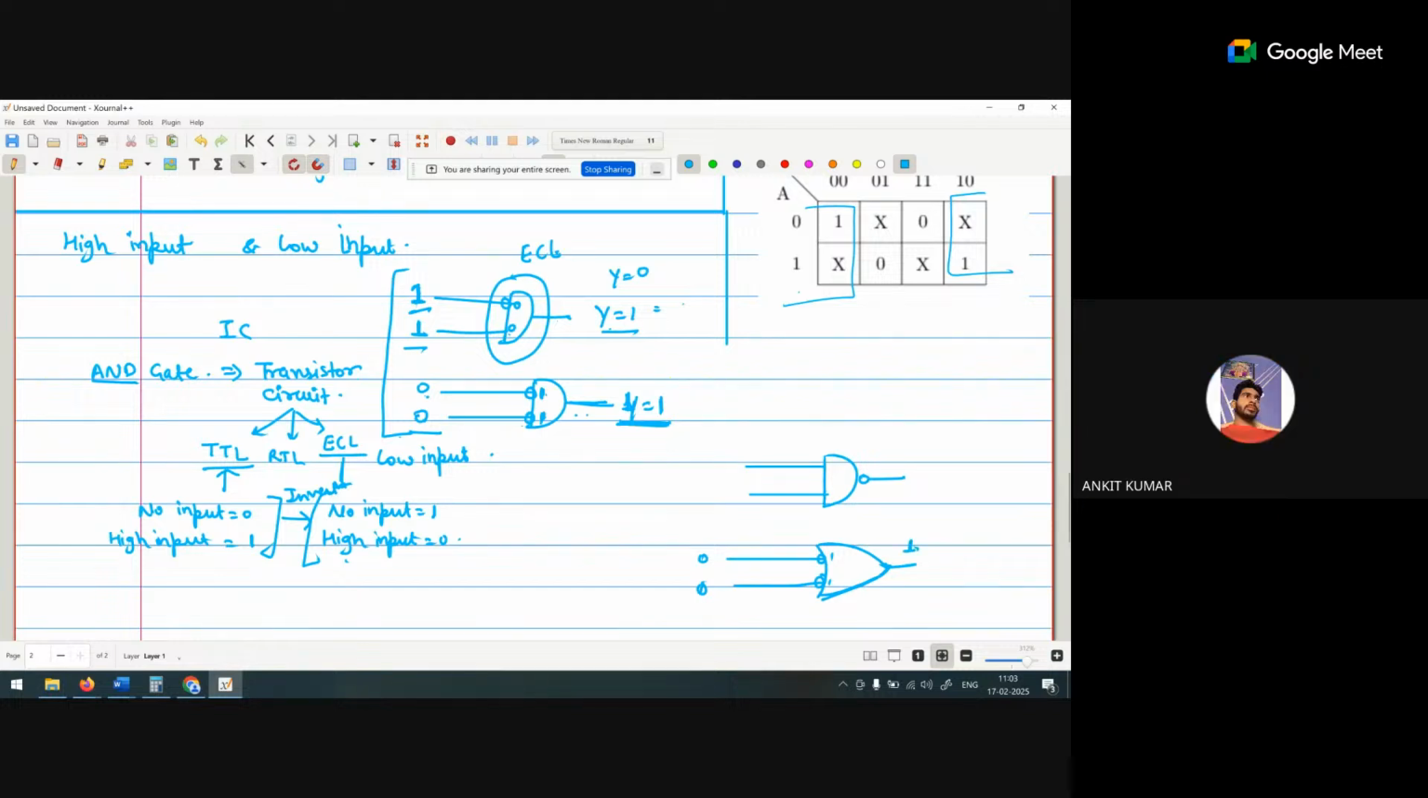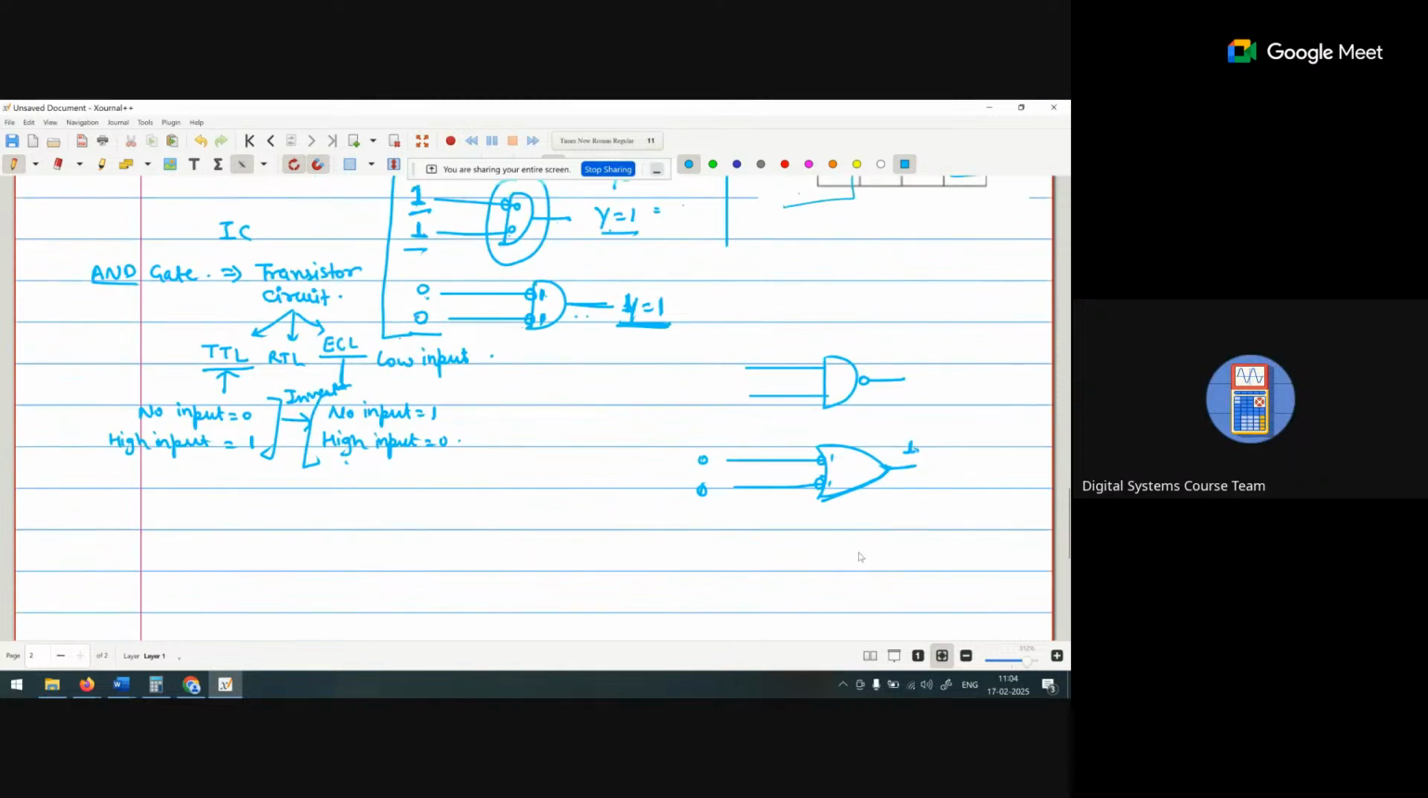So we basically know the NAND gate is the same as a bubbled OR. Let's say A and B are both the inputs. So it becomes AB bar. Now when I break this one using De Morgan's theorem, it becomes A bar plus B bar.